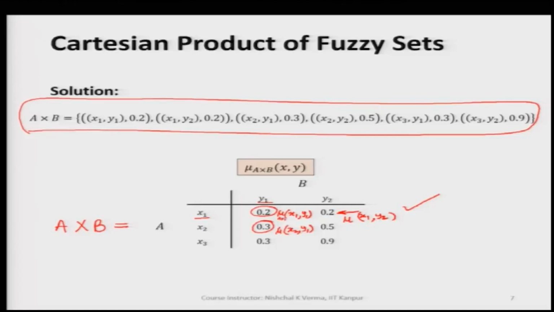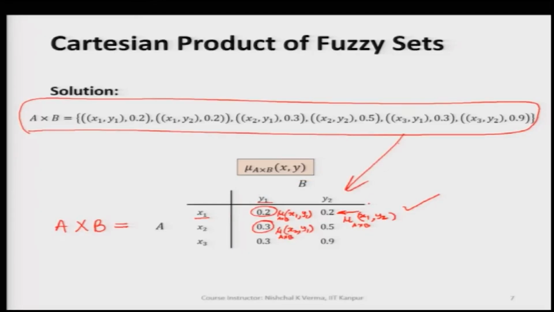Since this is from the A cross B set, that is the Cartesian product, we can also write A cross B here. Here also we can write A cross B. So, this way we see how all these membership values are associated with the combination of generic variable values from fuzzy set A and fuzzy set B, that is x1, x2, x3, y1, y2. So, we have listed here all the membership values as elements of the matrix of A cross B, that is the Cartesian product of A and B. So, this is another way of writing this equation.